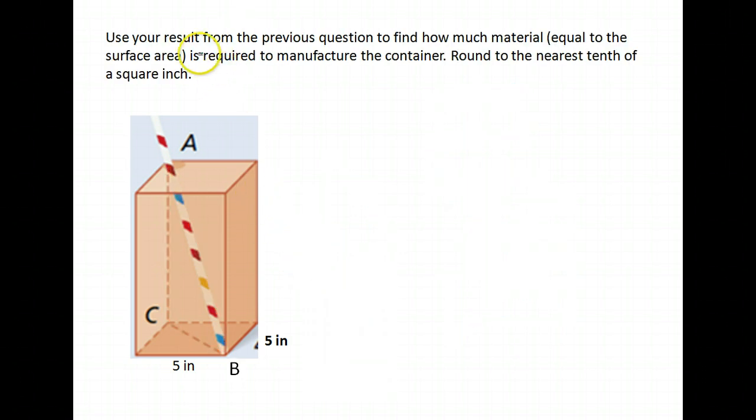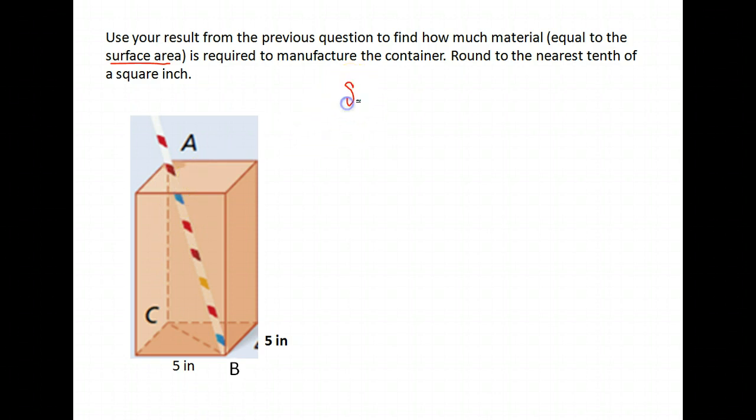Here's our final question. Use the result from your previous question to find how much material, which basically would be the surface area, is required to manufacture this container, rounded to the nearest tenth of a square inch. Now, what type of figure do we have here? Well, we have a prism.